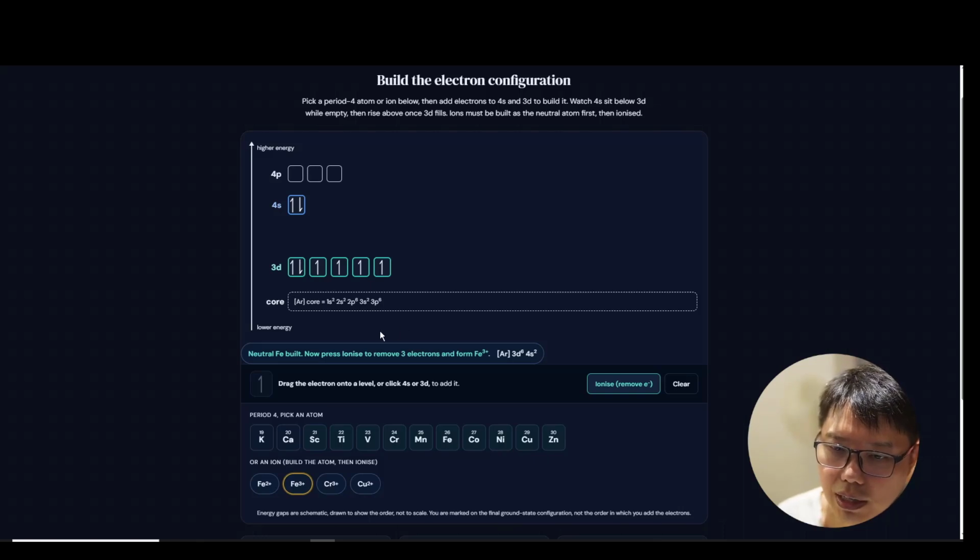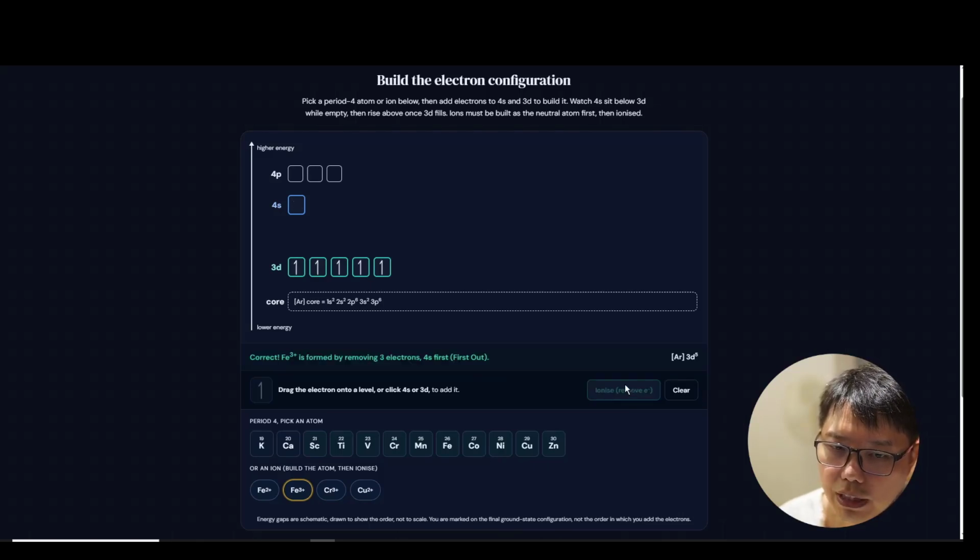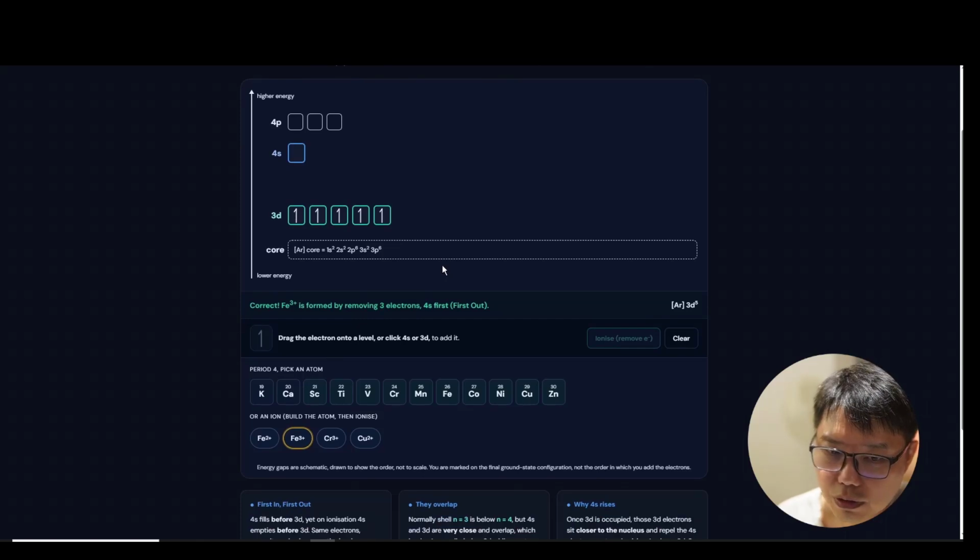Now we have to remove 3 electrons, and we will have to start off with 4s2 because now they are higher energy level. We remove, and we remove. So iron 3+ is formed by removing 4s2, two of them, and one of the 3d electrons. Now you're left with 3d5, and that is the configuration for iron 3+.